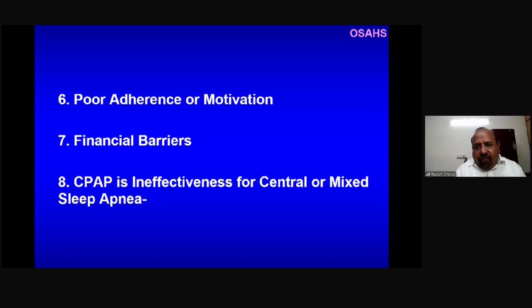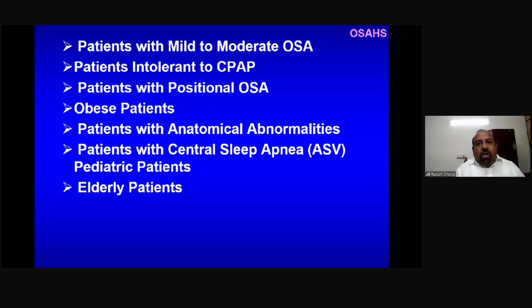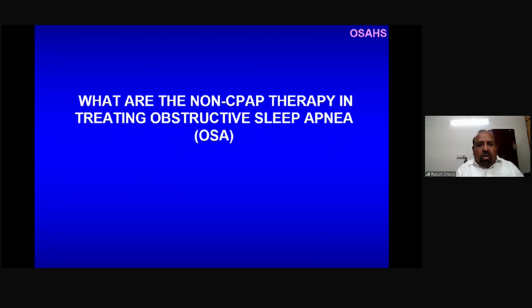So when you attend the polysomnography, you have to be very careful looking for central or mixed sleep apneas, where there are other equipments which will be offered. For which patient population are alternative therapies most appropriate? Patients with mild to moderate OSA, patients intolerant to CPAP, patients with positional obstructive sleep apnea, obese patients with anatomical abnormalities, patients with central sleep apnea, pediatric patients or elderly patients. You have answers if there is no acceptability of CPAP or patients are intolerant to CPAP.